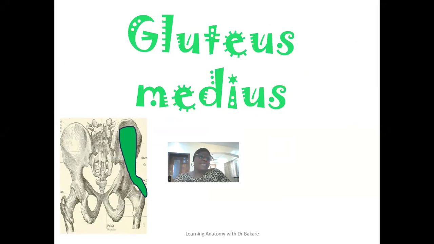This lecture will be looking at the gluteus medius. Let's use this image by the side here to illustrate where the gluteus medius is located. This structure that is arrowed here in brown is the gluteus medius. The gluteus medius is seen to be overlying the gluteus minimus.